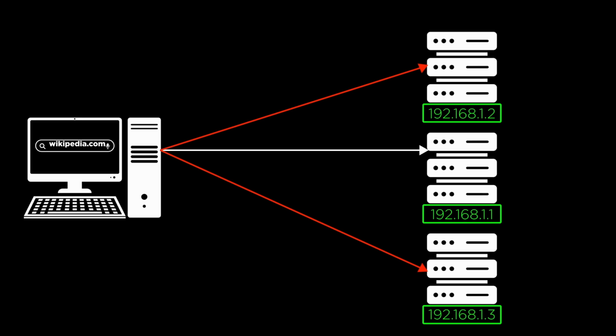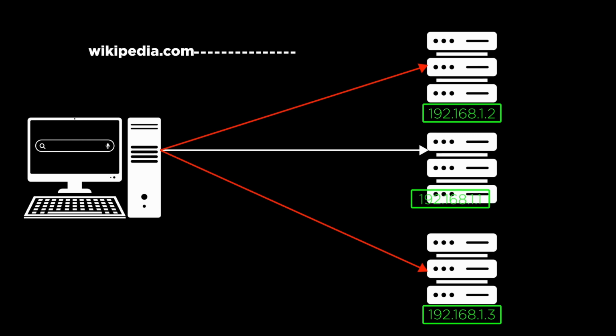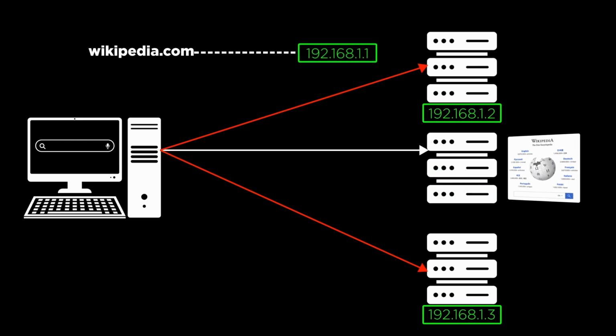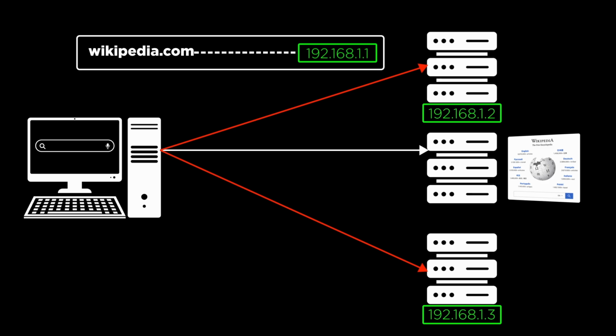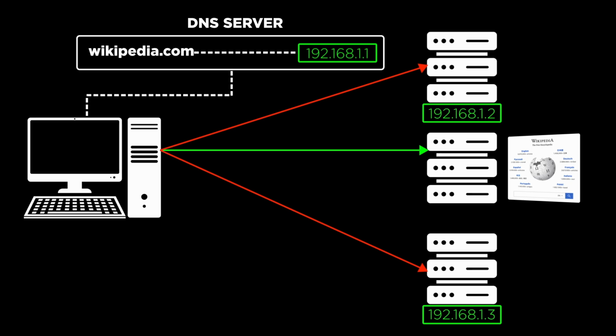So to do that, we need to map wikipedia.com to the IP address of the server where the website is hosted, and this mapping we store at the DNS server. More on the DNS server in a minute. So on typing wikipedia.com, we get the IP address from the DNS server, and with the help of the IP address, we can identify the server and get the website.